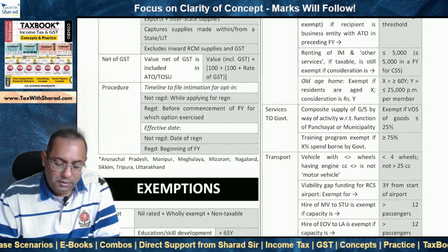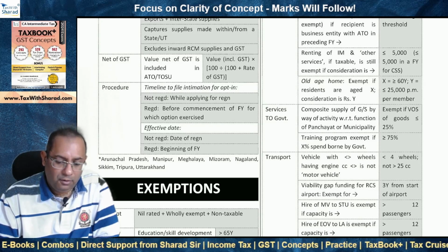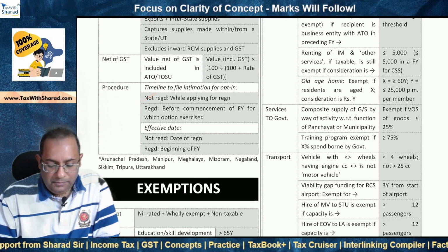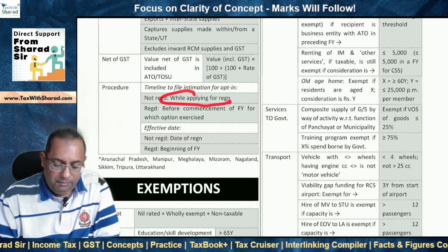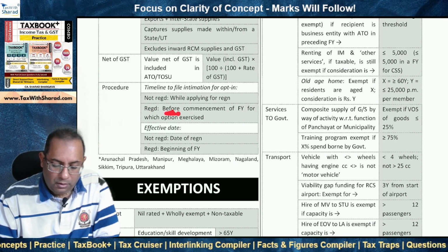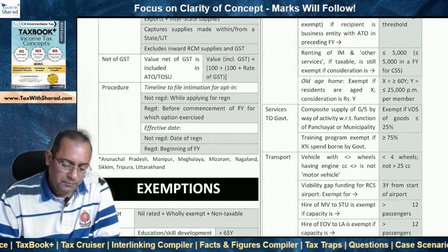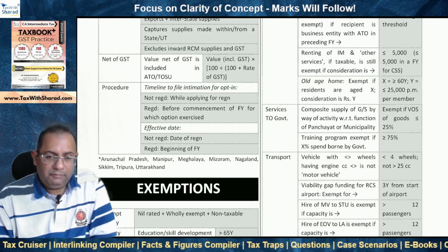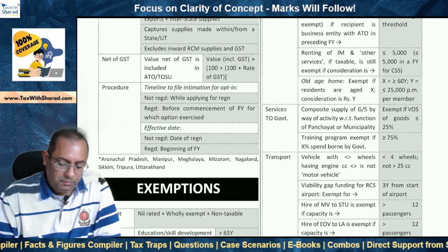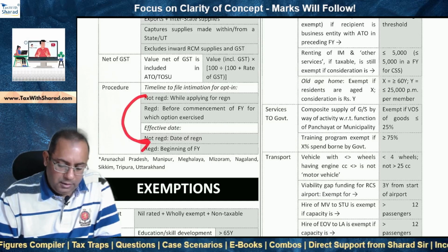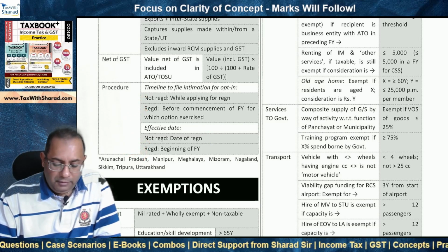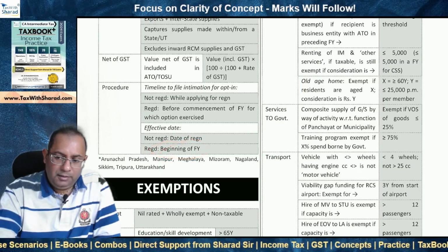Certain points regarding the procedure. What is the timeline to file intimation for opt-in under the composition scheme? If the person is not registered, then the intimation should be filed while applying for registration. And if the person is registered, the intimation for opt-in should be filed before commencement of financial year for which option is exercised. What is the effective date for the option under the composition scheme? Where the person is not registered, the effective date is the date of registration, and where the person is registered, the effective date is the beginning of financial year.